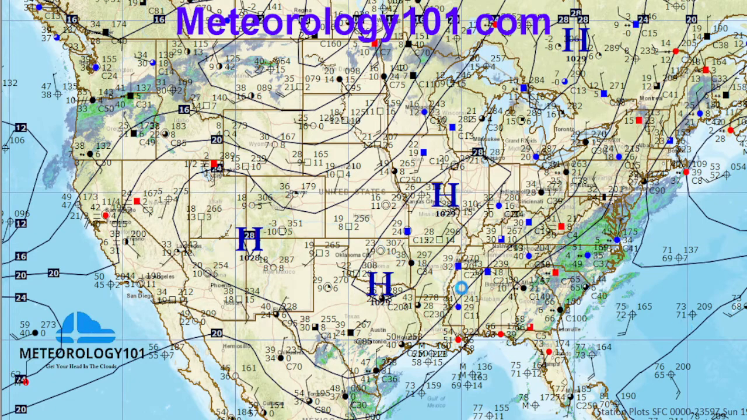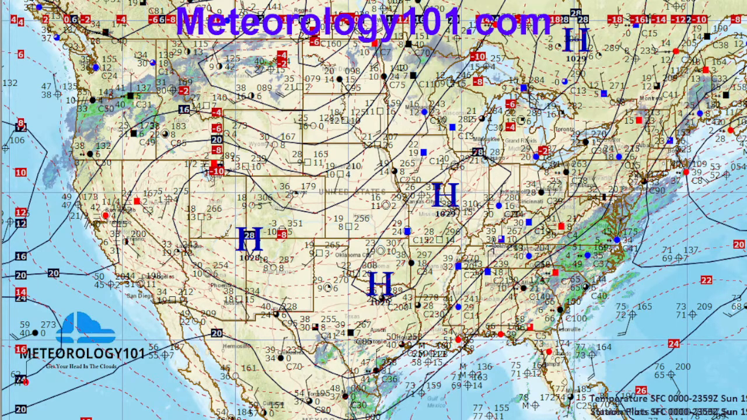I throw Celsius on here because Fahrenheit tends to get too cluttered. This is every 2 degrees Celsius. If we go 2 degrees Fahrenheit, the thermal packing is even tighter than this, so it just gets too overwhelming to be able to read. So it looks like some weak thermal advection, nothing significant, but we do have some pretty good winds for a tight pressure gradient, probably 10 to 20 knot winds in some of those areas.